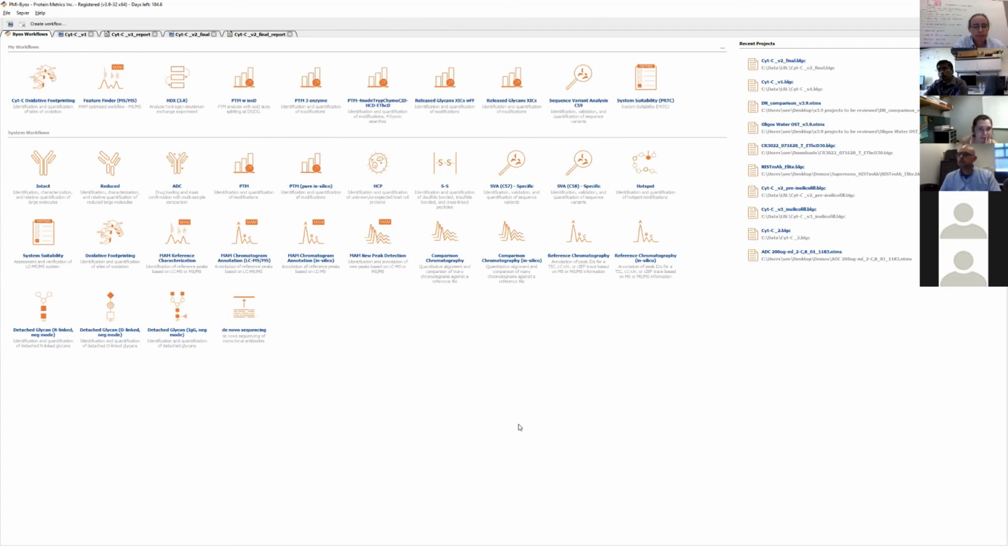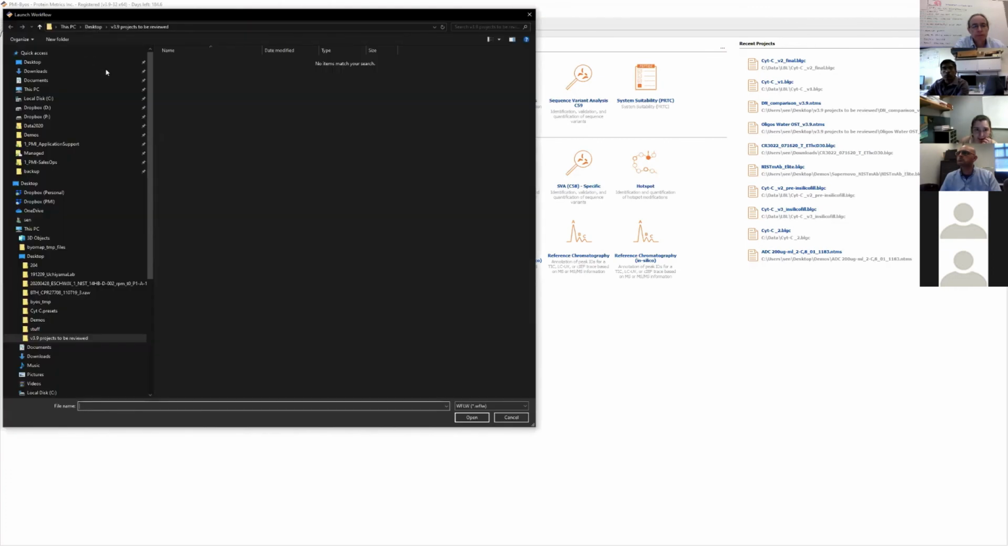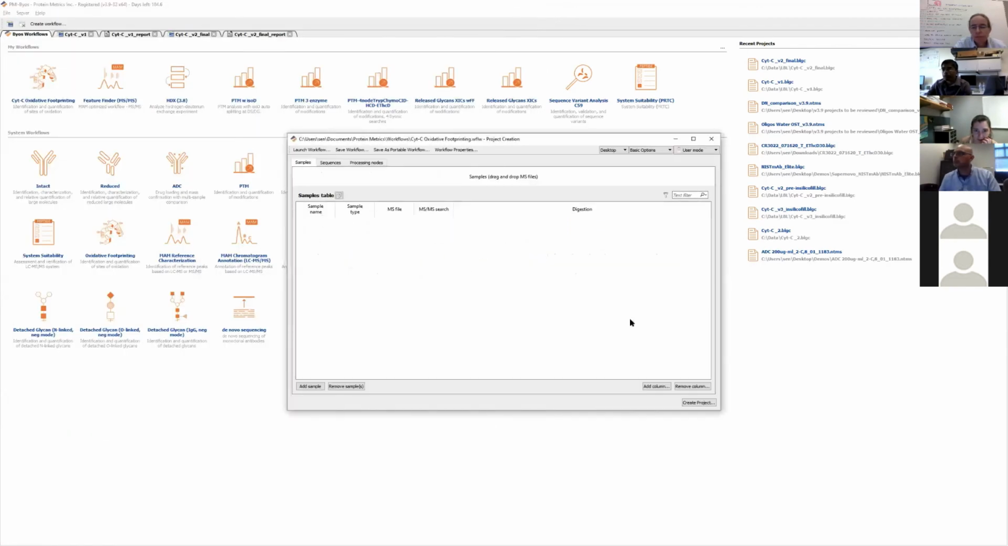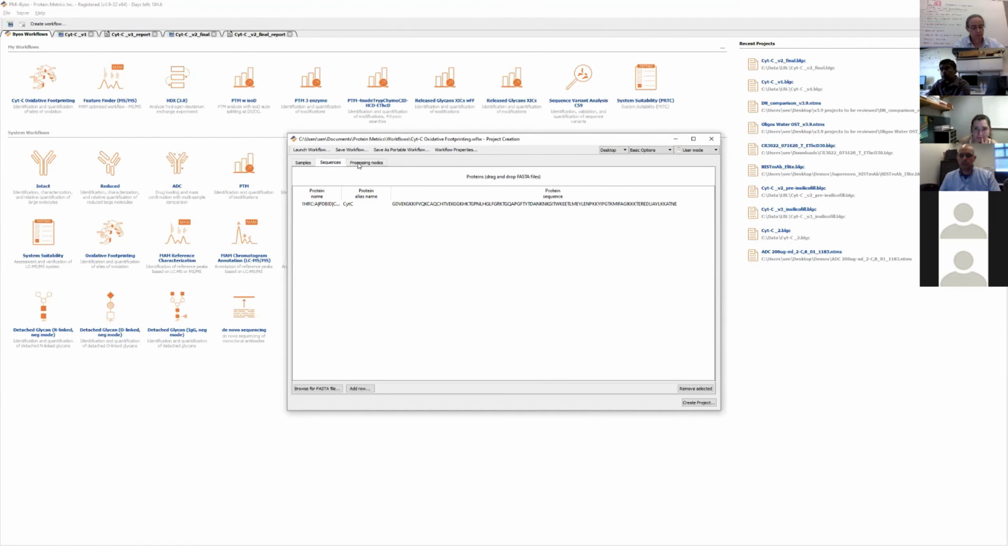Okay, sure. Thank you. So the easiest thing to do is fire up our software and then go to File and Launch Workflow. With this window, you point to that particular workflow file, which has a WFLW extension. That's in the email, right? And that will open up this window. It's going to look exactly like that. This workflow we already set up so that it has the sequences and the correct parameters. So all you would need to do is bring in the raw data files.